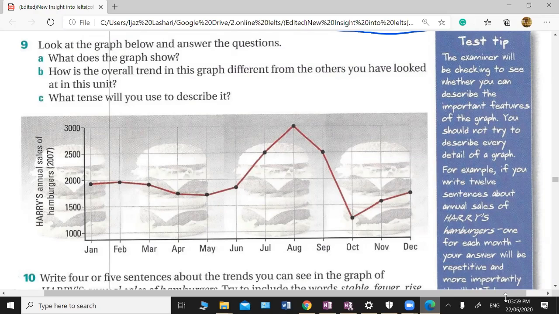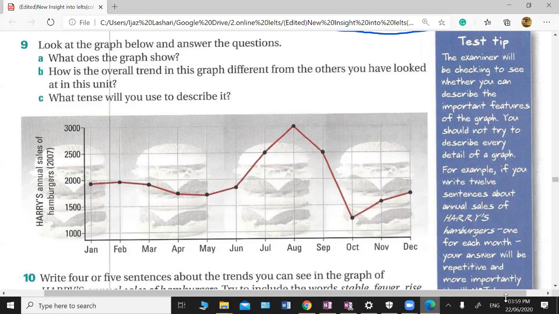Yeah, that's right. Harry's annual sales of hamburgers in the year 2007, January, February, March till December. This is the whole 1 year, starting from January and ending in December. So what we understand is this line graph tells us Harry's annual sales of hamburgers of 2007 from January to December. Can I say that? Yes, sir.